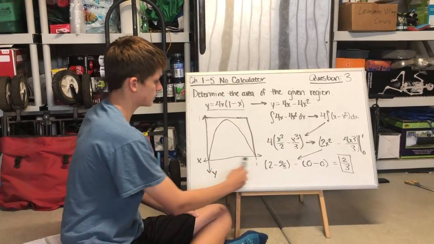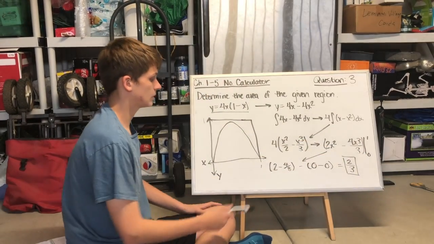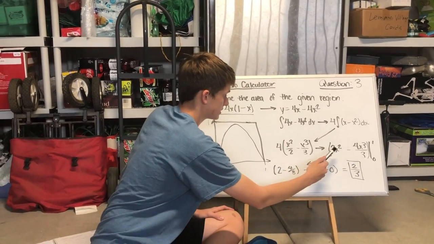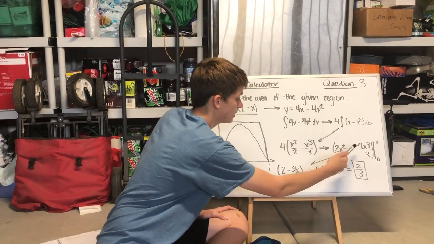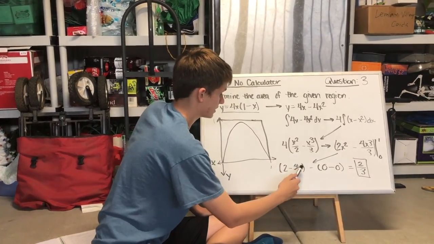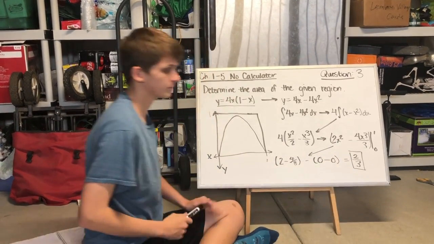And since we're going from 0 to 1 on the x, we're solving from 0 to 1. So when we plug in 1, we get 2 minus 4/3. And then when we plug in 0, 2 times 0 is 0. 4 times 0 over 3 is also 0. So you just have to worry about this part. 2 minus 4/3 is 2/3, which is how we get 2/3.